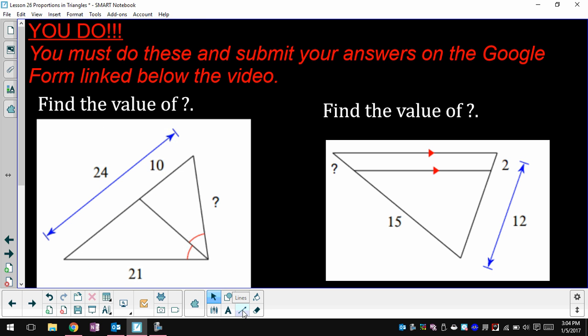So I've got 2 for you to try. Use the ones we did as examples. Make sure you submit your answers online using the Google form, and we'll practice and answer questions in class.